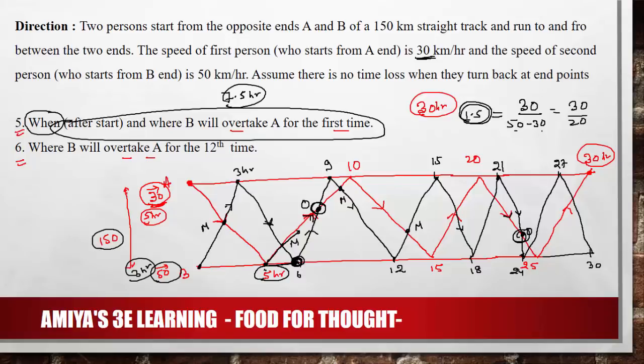So this is the first overtake, this is the second overtake, this one is the third overtake, this one is the fourth overtake. So the odd numbers of overtakes are the first type, and the even numbers of overtakes are the other type. I hope this one is clear. Now what we have to do, we have to find the 12th overtake. Means we have to find this overtake.